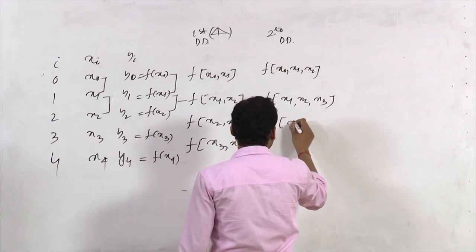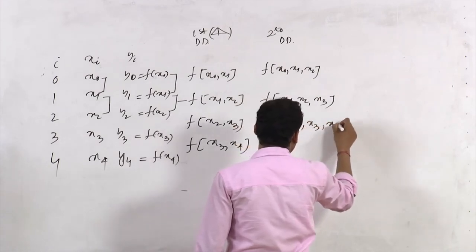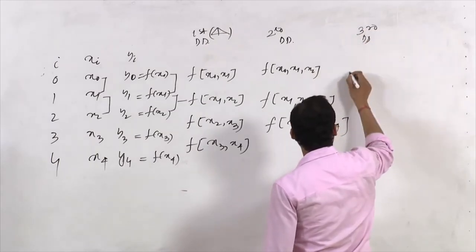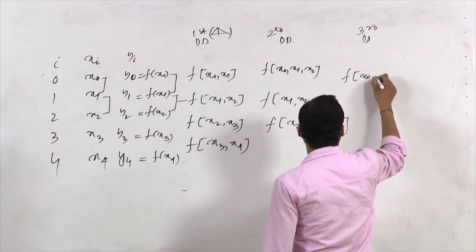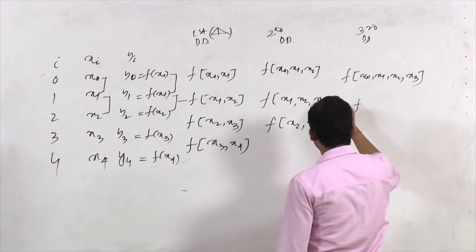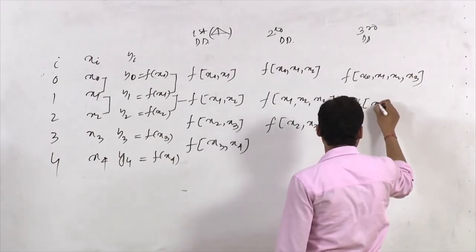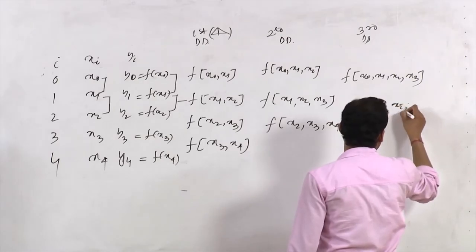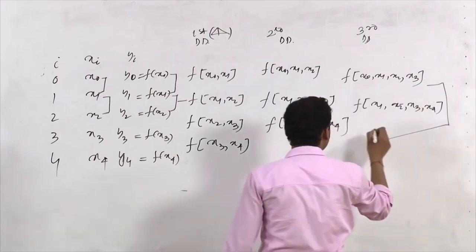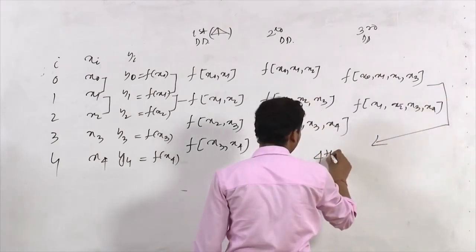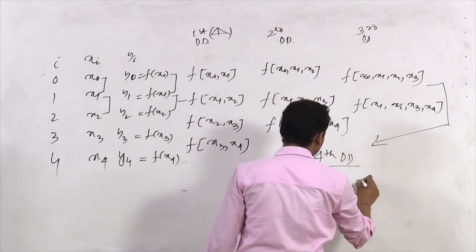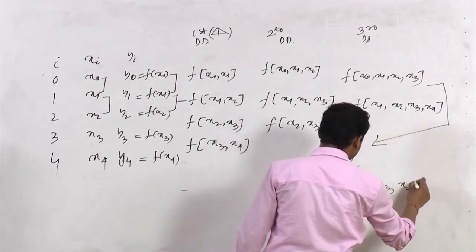And next divided difference, we can just write x2, x3, x4 here. Similarly, the third order divided difference, you can write as f of x0, x1, x2, x3. And the third order divided difference for this function can be started from x1 to x3, x4 here. And the last divided difference, the fourth divided difference, can be written as f of x0, x1, x2, x3, x4 here.